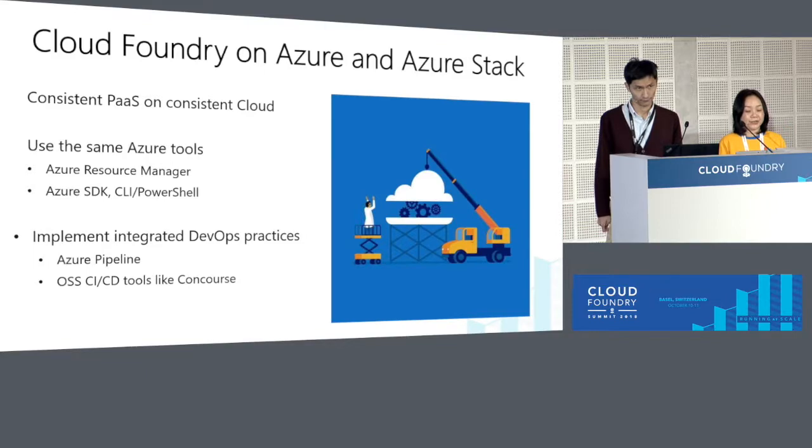Combined with Cloud Foundry running on Azure and Azure Stack, you have a consistent PaaS system, which is Cloud Foundry, the multi-cloud solution, running on a consistent hybrid cloud. If you want to run Cloud Foundry, you utilize the cloud provider's tools to deploy Bosh and Cloud Foundry, and you can use the same tools. We have Azure Resource Manager, also called ARM, the SDK, and scripting to utilize the resources. For DevOps tools, we have Azure Pipelines. Visual Studio Team Services was just renamed Azure DevOps Services, and Azure Pipelines is one part of it, which is originally the VSTS build and release service. You can also use open source CI/CD tools like Concourse and Jenkins.